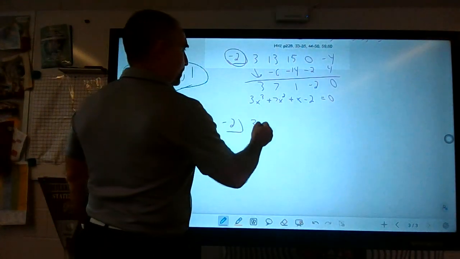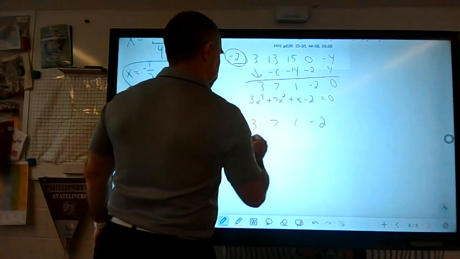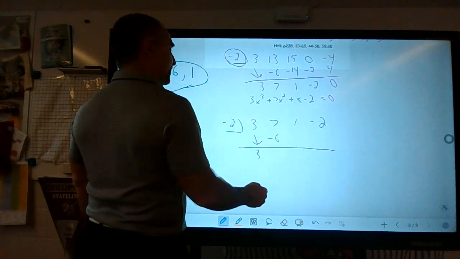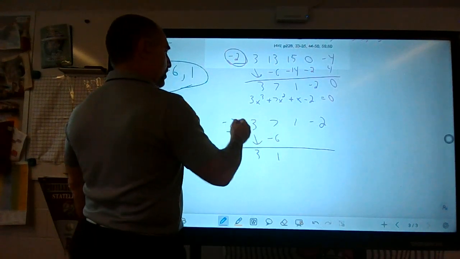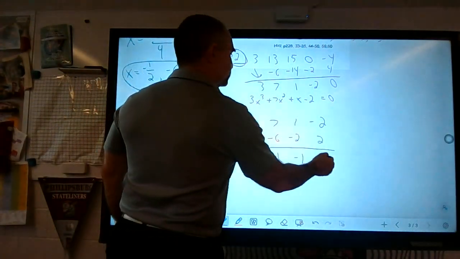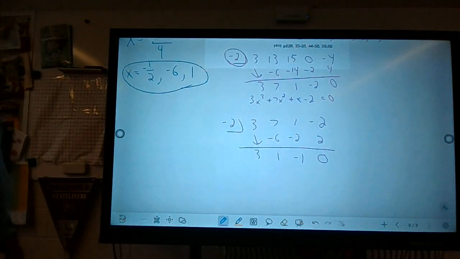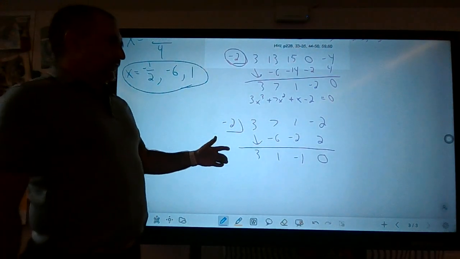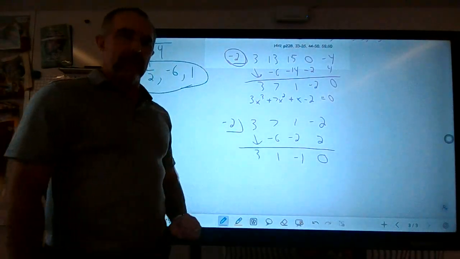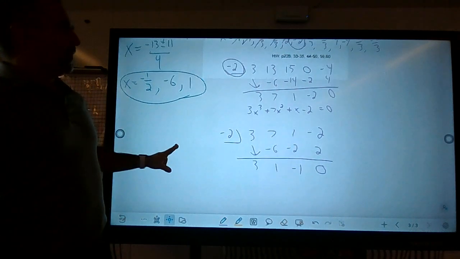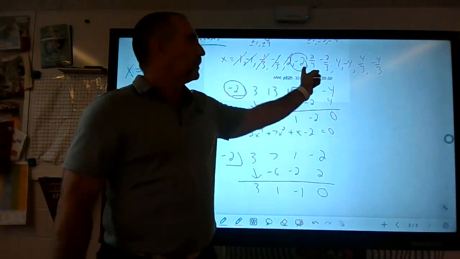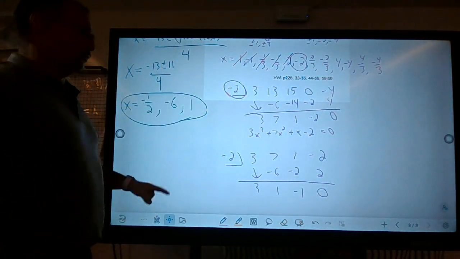Negative 2, 3, 7, 1, negative 2. Bring down the 3. 3 times negative 2 is negative 6. 7 plus negative 6 is 1. 1 times negative 2, 1 plus negative 2, and look at that. It was indeed a double root. Now, why didn't I use my calculator for this one? I just wanted to see if it was going to work at first. If this gave me a number other than 0 here, then I would have crossed that off, and then I would have entered this in my calculator, and attacked the way I found that negative 2 originally.